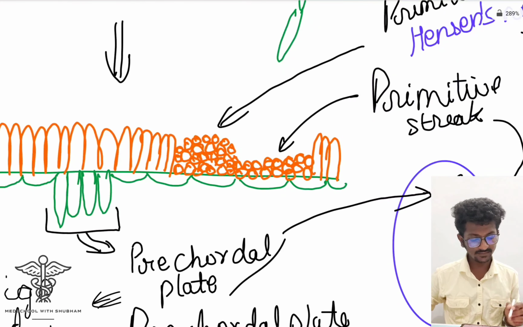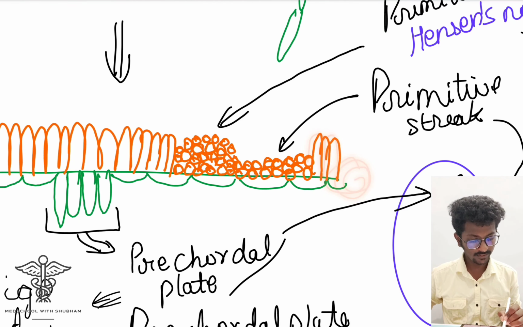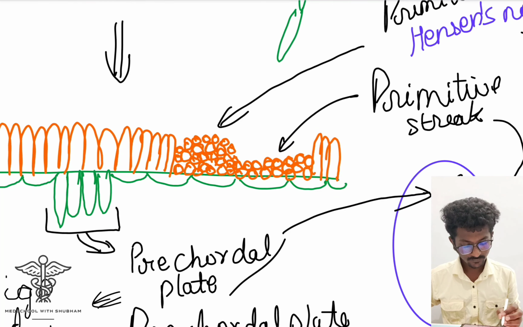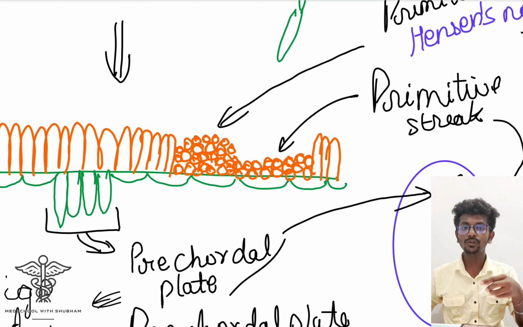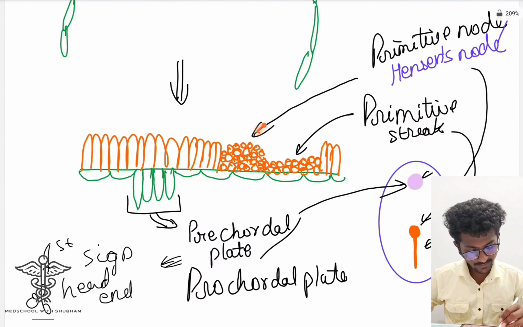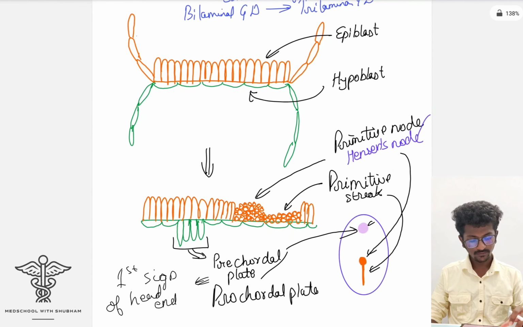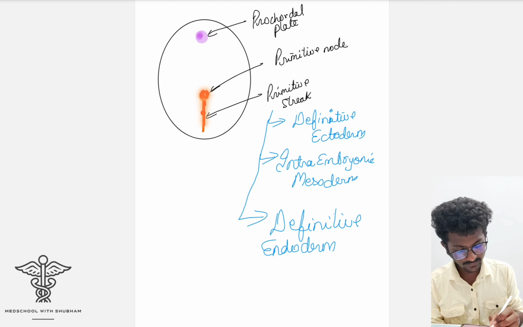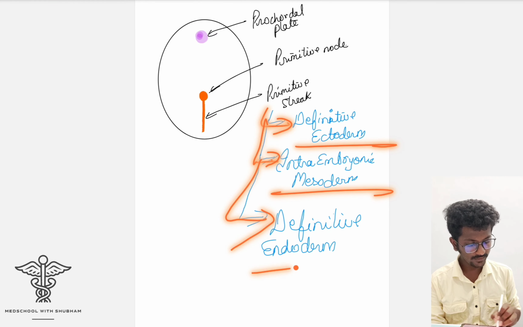Next, what did we see? On the epiblast side, near the caudal end, the columnar cells got differentiated into smaller globular-like cells and they migrated towards the midpoint, towards the cranial end. When they reach the midpoint, they form a nodular mass-like structure. This mass-like structure is called the primitive node or Hensen's node, and this line is called the primitive streak. This is the procaudal plate, this is the primitive node, and this is the primitive streak. The primitive streak gave rise to the definitive ectoderm, intraembryonic mesoderm, and definitive endoderm.